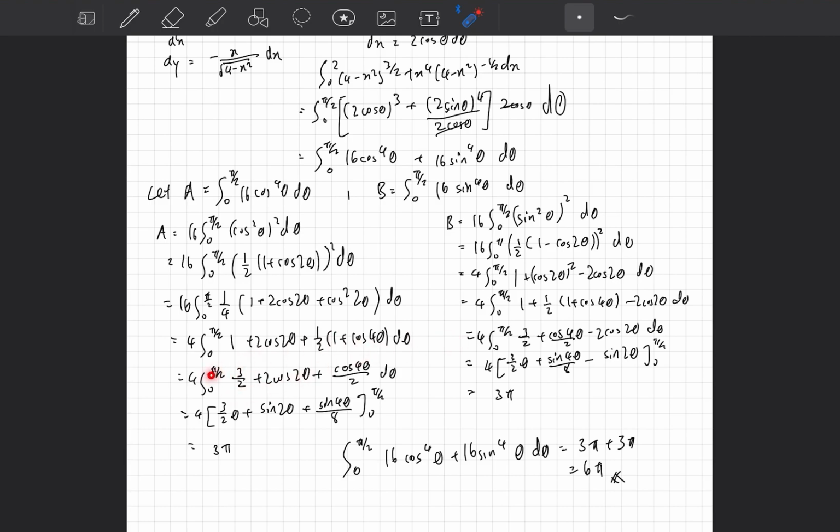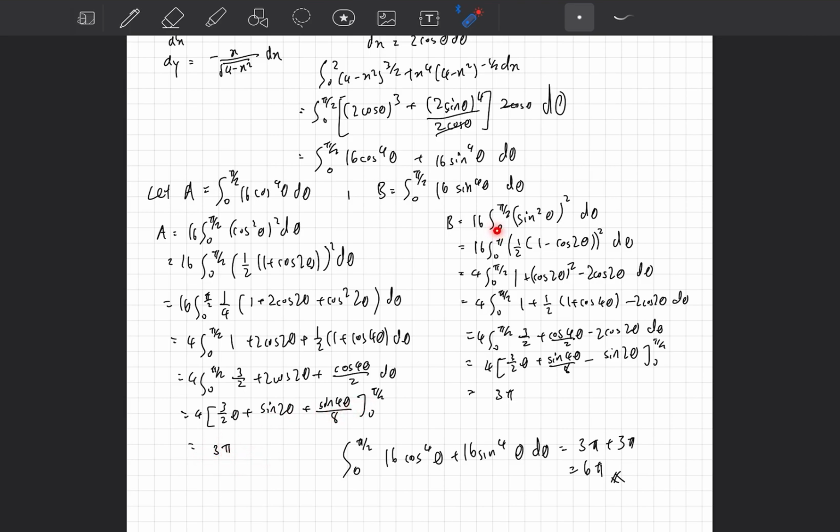So simplify them and get 4 times the integration from 0 to pi over 2 of 3 over 2 plus 2 cos 2 theta plus cos 4 theta over 2, d theta. Then integrate them and get 3 pi.